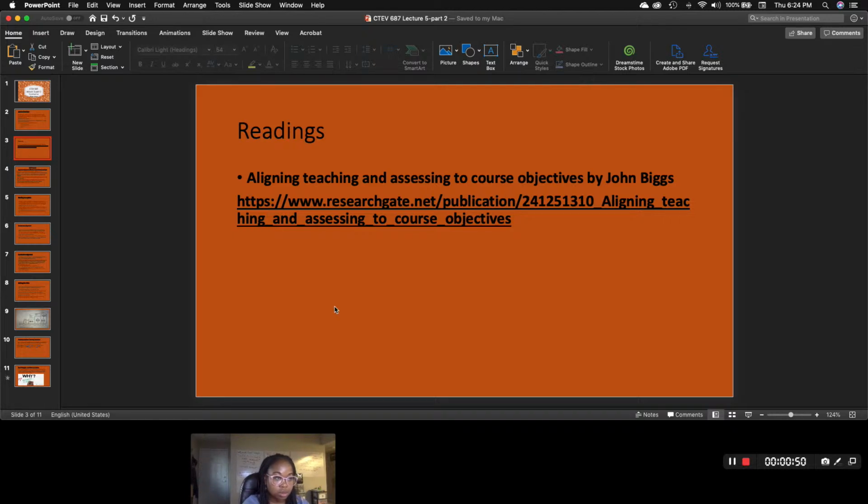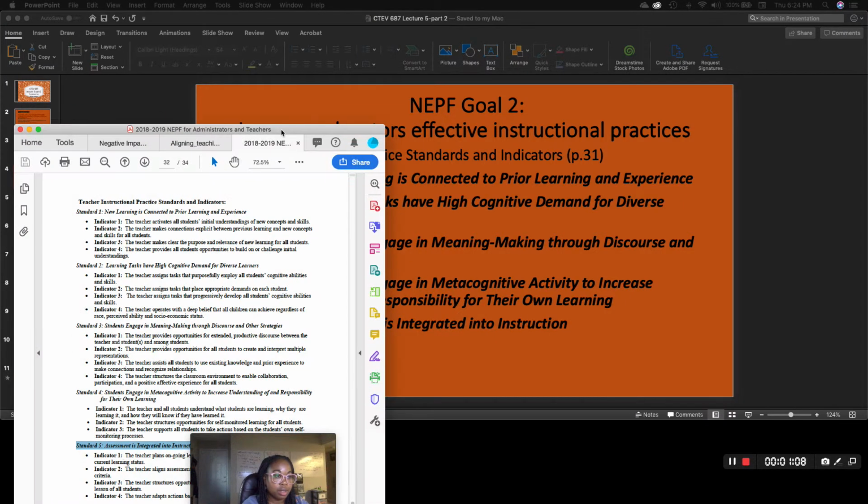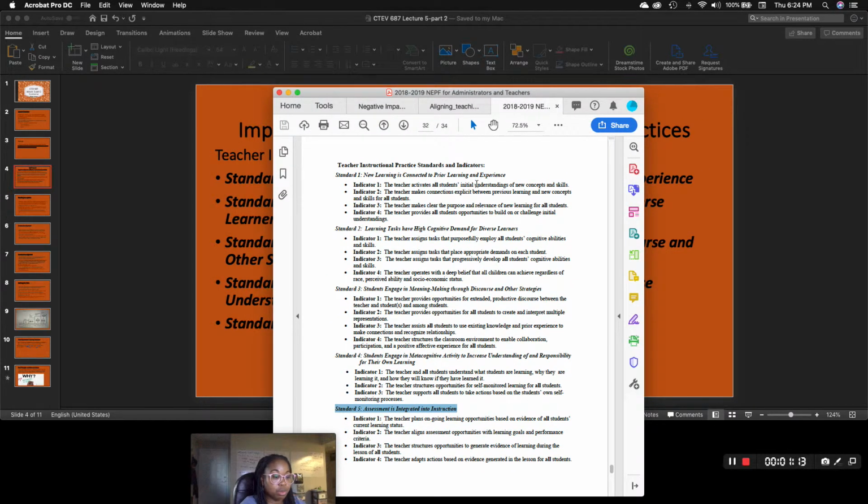Readings for this week, there's only one: Aligning Teaching and Assessing to Course Objectives by John Biggs. And so let's just jump right in. As you know, I didn't require the NEPF as a reading this week because I figured that you already have read it or you've read through it, considering that we've had it for content reference for the last 4 weeks.